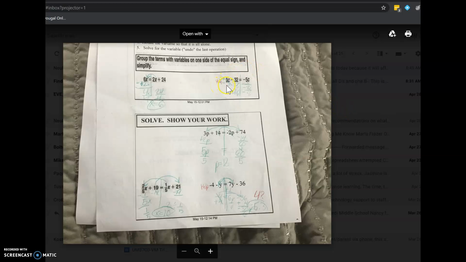Right here, you would subtract 3c like you did here, and you would get negative 8c. And then negative 32 divided by negative 8 would be positive 4. This minus right here, if I did the add up property, would make this negative 32. You can look to the left and see, oh, that's negative. Negative divided by a negative is a positive.